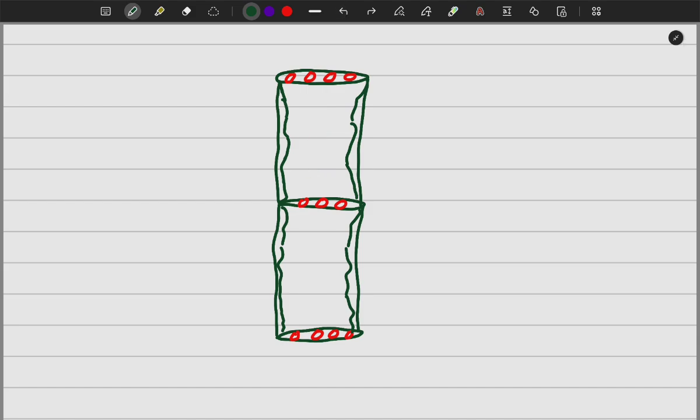Alright. Now the other type, which is the companion cells, they are present laterally in close association with the sieve tubes like this.